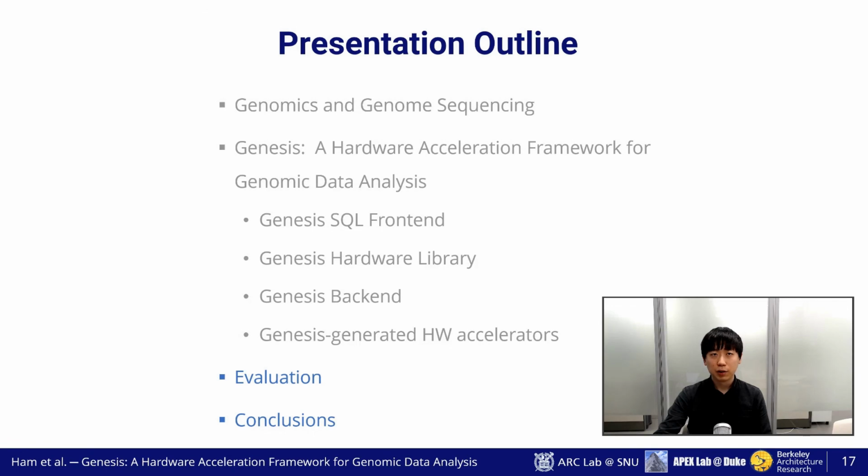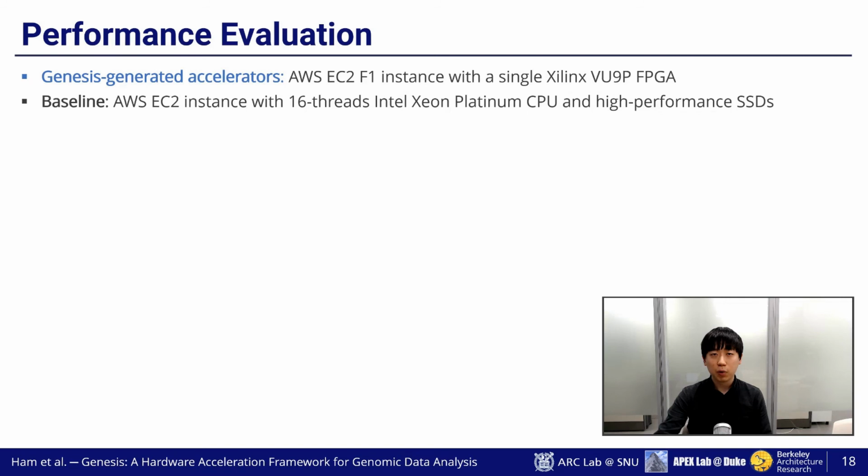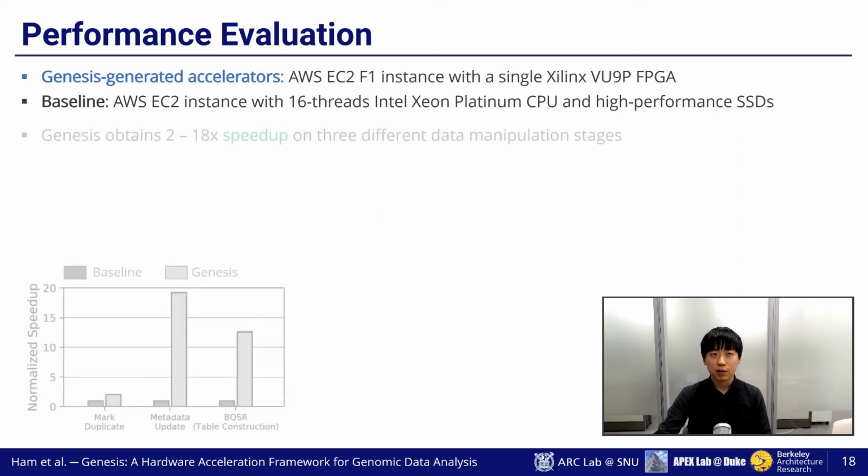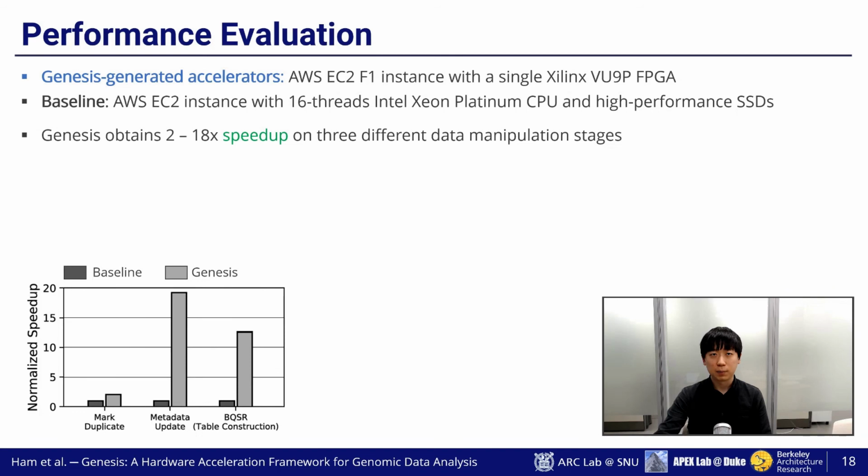Now I will go through the evaluation results and conclude the talk. We deployed Genesis-generated accelerators on an AWS EC2 F1 instance with a Xilinx VU9P FPGA. For the software baseline, we utilized an AWS EC2 instance running 16 threads with Intel Xeon Platinum CPU and high-performance SSDs. Genesis obtains 2 to 18x speedup across 3 different data manipulation stages.